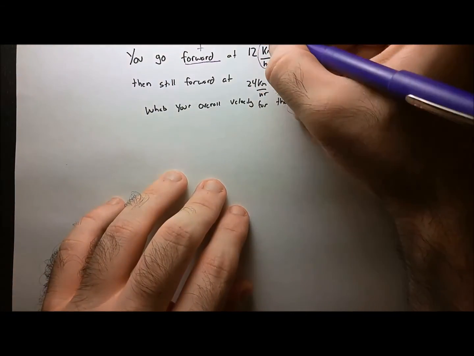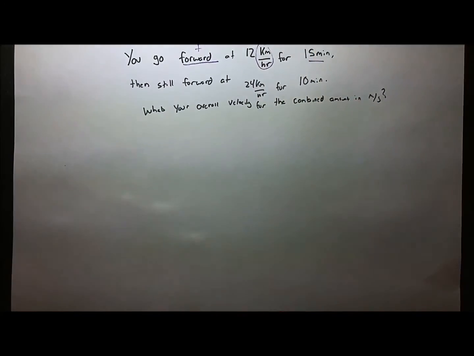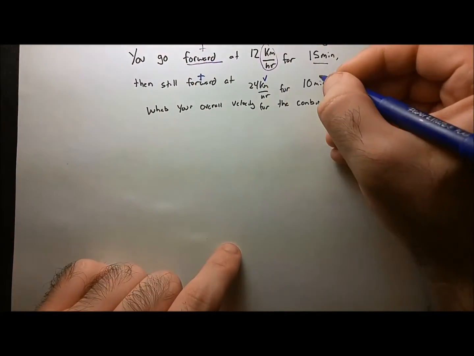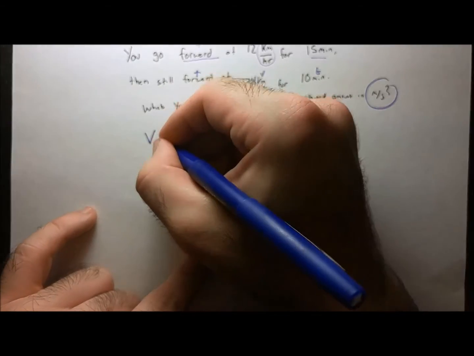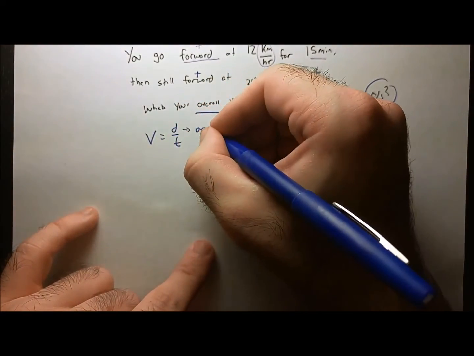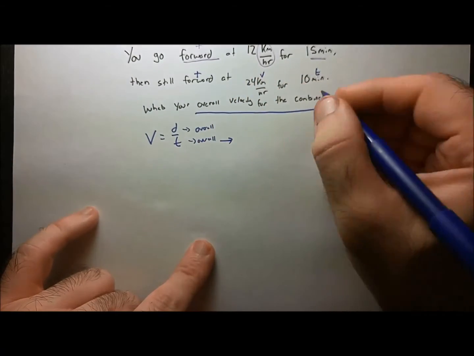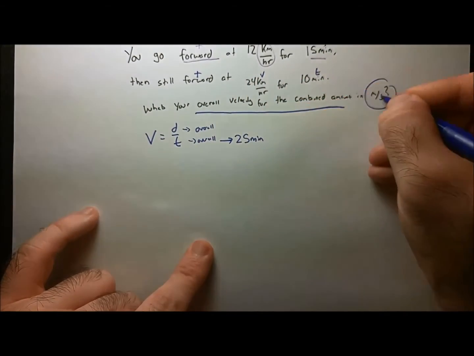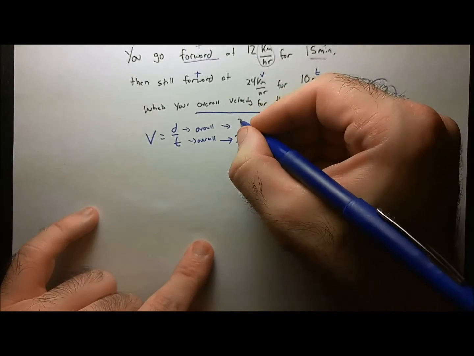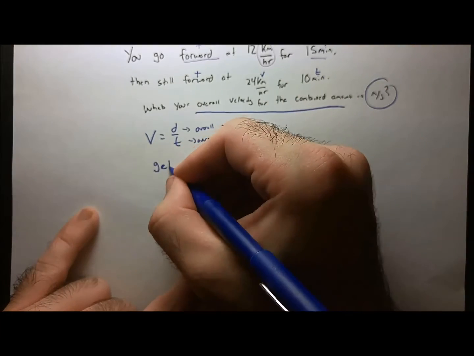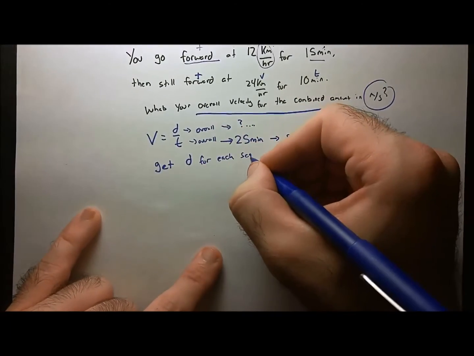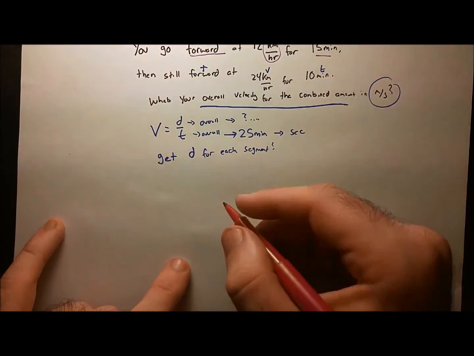I'm leaving forward as positive. Kilometers per hour is velocity. Minutes is time. Overall velocity in meters per second means you have to convert. Velocity is displacement over time. I want to figure out the overall displacement and overall time. Overall time is easy: 15 and 10 is 25 minutes. I want to get that in seconds for meters per second. And I have to figure out the overall displacement, so I'm going to use velocity as displacement over time in both segments separately.